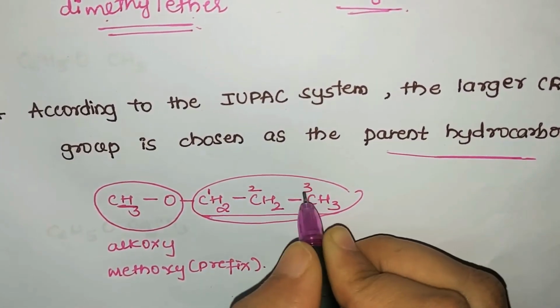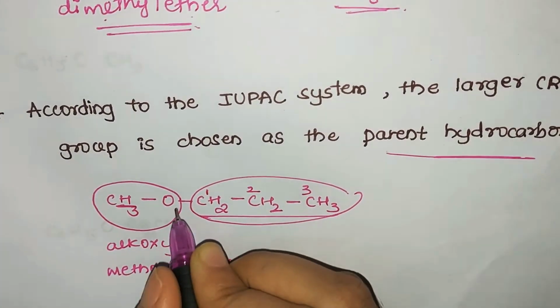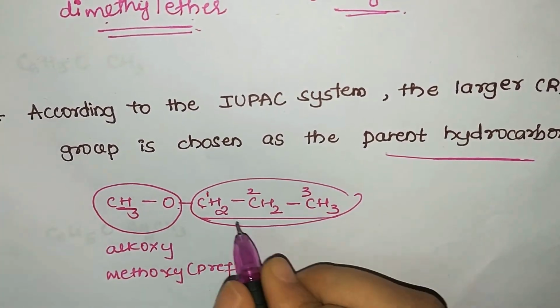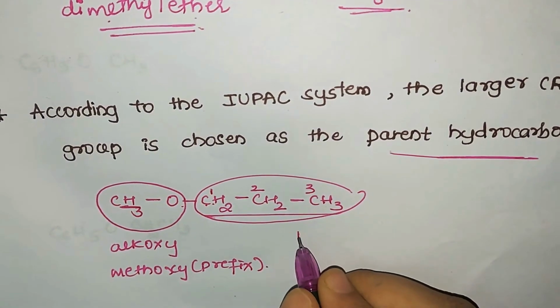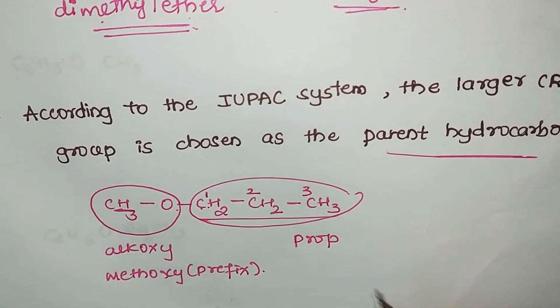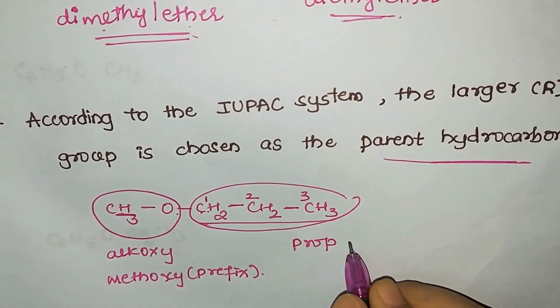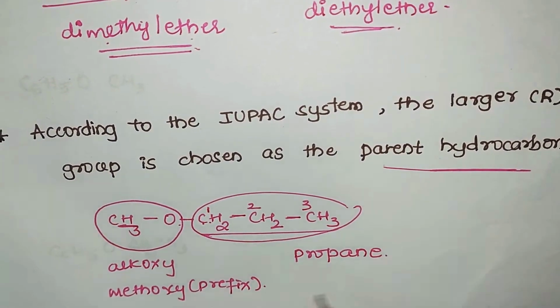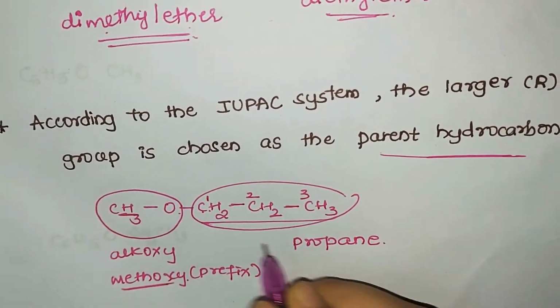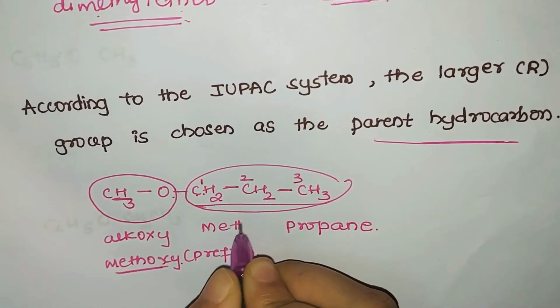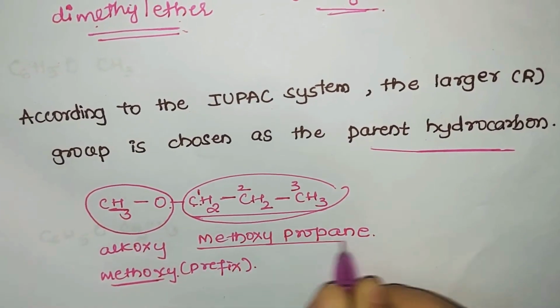3 carbon atoms are present. The substituent will be considered on the first carbon atom. It is containing 3 carbon atoms. Word root is prop. Hence our parent chain is singly bonded. We call it as what? Propane. Thus the IUPAC name here will be, since it is present on the first carbon itself, methoxypropane. So what is the IUPAC name? Methoxypropane.